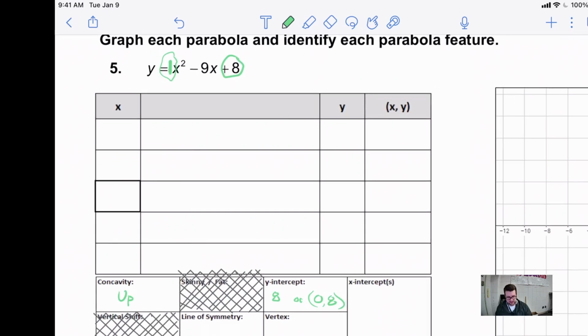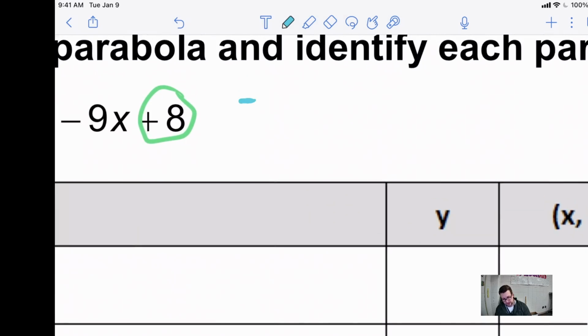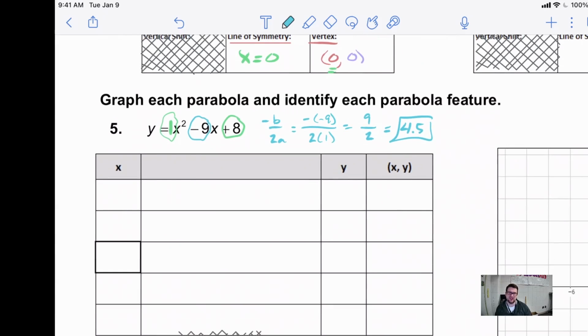Great. Now, we should be finding our vertex and our line of symmetry before we go through and do any of these points over here. So, in order to do that, we're going to use the -b/2a formula. Our b value in this problem is -9, so it's going to be -(-9), which of course will turn into a +9, over 2 times 1. So we're going to have a positive 9 over 2, which is 4.5. Now, we haven't gotten a decimal for one of these in a while, but that's okay.